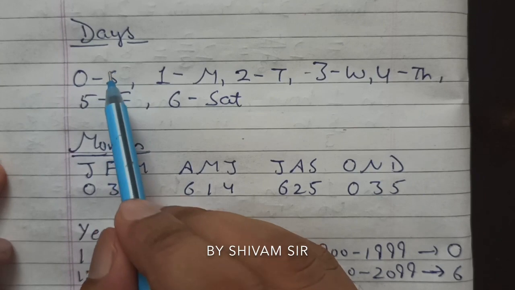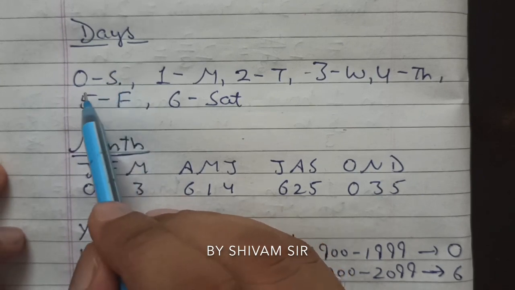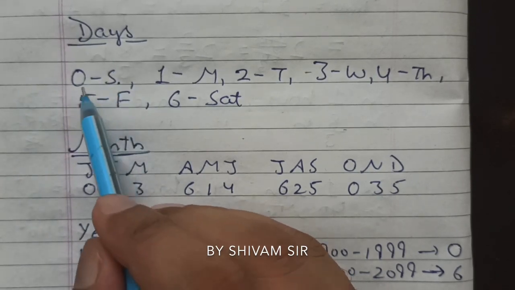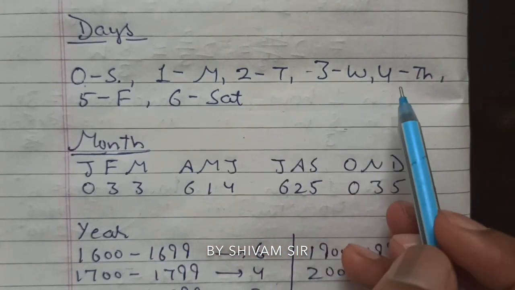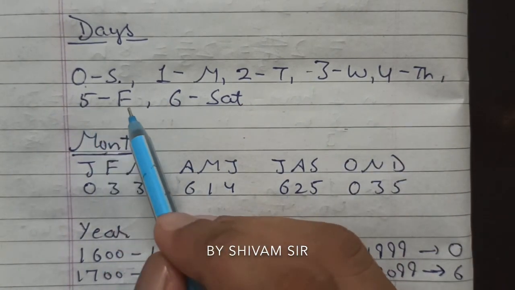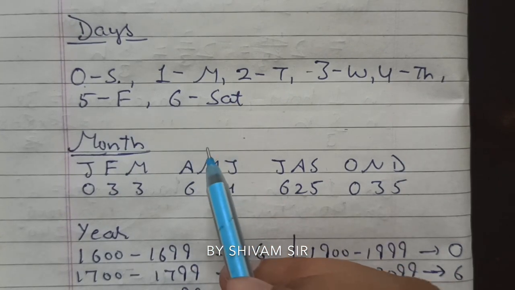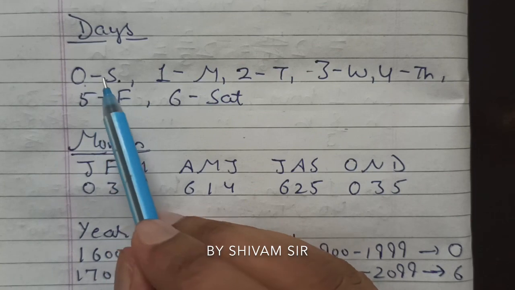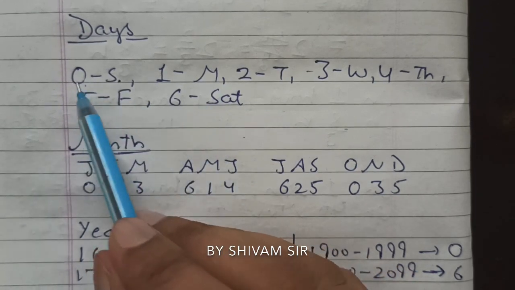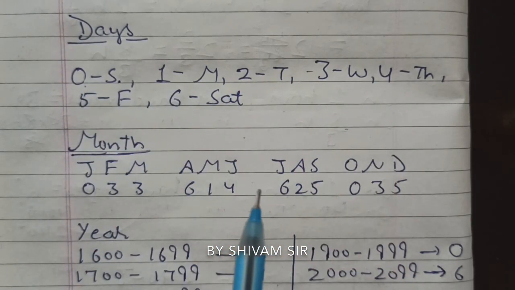So consider these days, just learn these codes. 0 for Sunday, 1 for Monday, 2 for Tuesday, 3 for Wednesday, 4 for Thursday, 5 for Friday and 6 for Saturday. We'll be using these numbers while solving the questions. So you have to learn starting from Sunday to Saturday: 0, 1, 2, 3, 4, 5, 6, right?